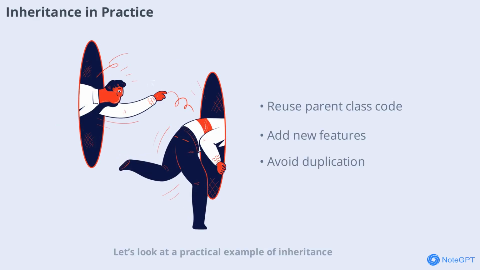Let's look at a practical example of inheritance. Imagine you have a vehicle class with attributes like speed and methods like move. You can create a bicycle class that inherits from vehicle, automatically gaining its properties and behaviors. This allows you to add new features to bicycle without rewriting existing code, demonstrating the power of inheritance in OOP.